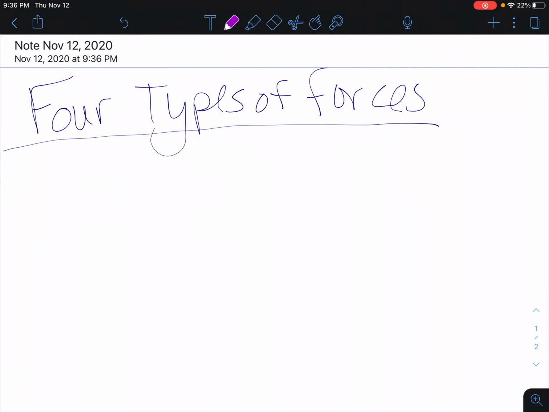So we have talked about 4 types of forces. It's going to be important because we're still going to be talking about these 4 types of forces. Okay, so the first one that we talked about was the normal force. So we called that F sub n. Okay, and that normal force, we only have that normal force if we have 1 solid surface.